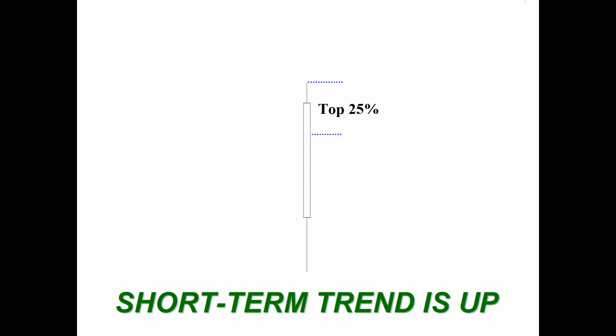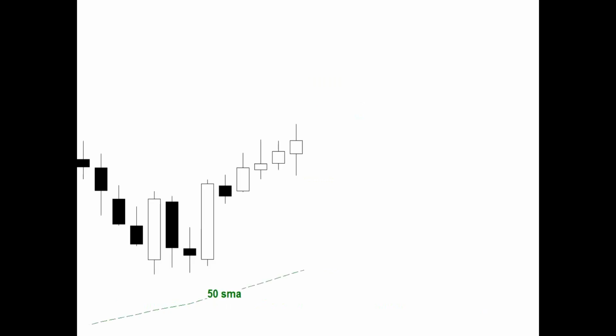But what you want to do is take a bar, divide it into 4 separate but equal parts, and if that bar closes in the top quarter of its range, the top 25%, oh, guess what? Not me, not some guy in a chat room, not some guy on TV, but the market once again is telling you the short-term trend is up.